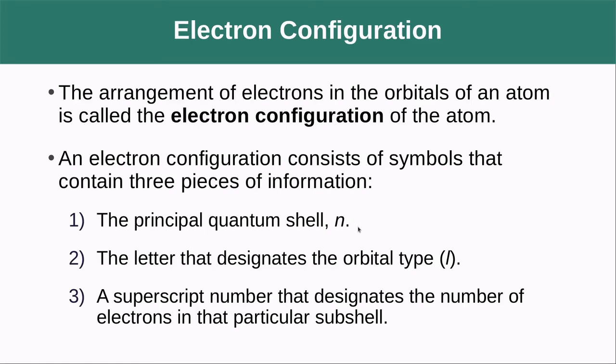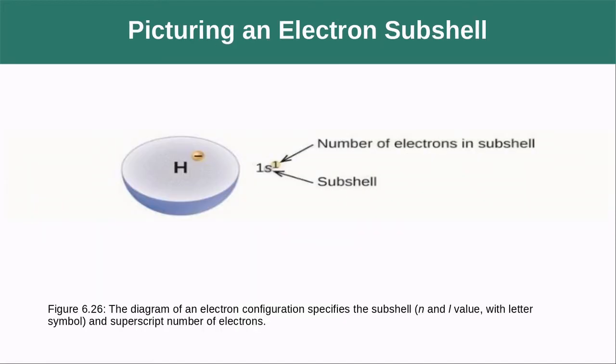The arrangement of electrons in the orbitals of an atom is called the electron configuration of the atom. An electron configuration consists of symbols that contain three pieces of information. First, you're going to have the principal quantum number, or n, the letter that designates the orbital type, and finally a superscript number that designates the number of electrons in that particular subshell. So this is just a way of writing which shell all the electrons are inside of an atom. Here's the simplest example, hydrogen. It has one electron in the 1s shell.